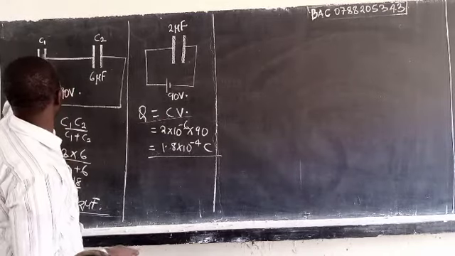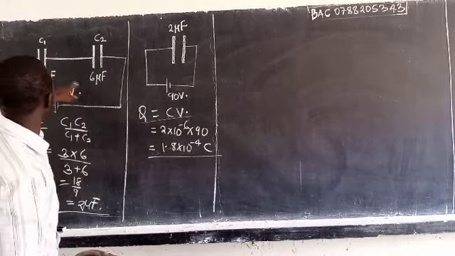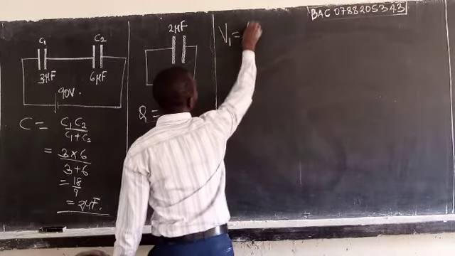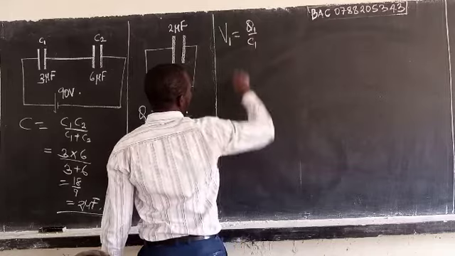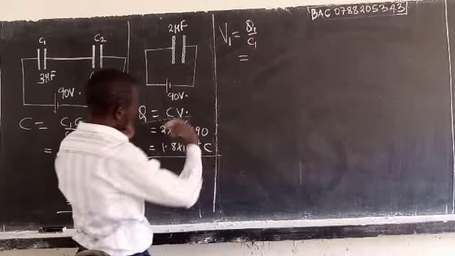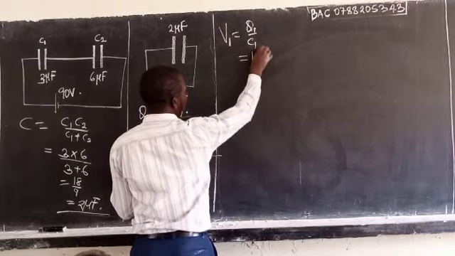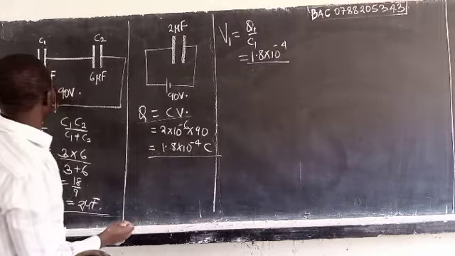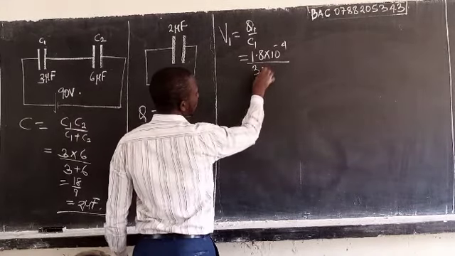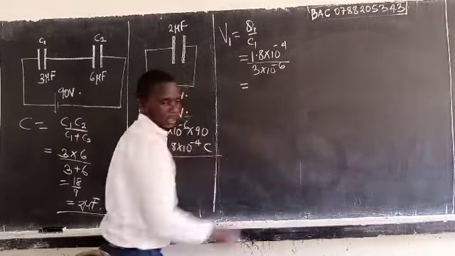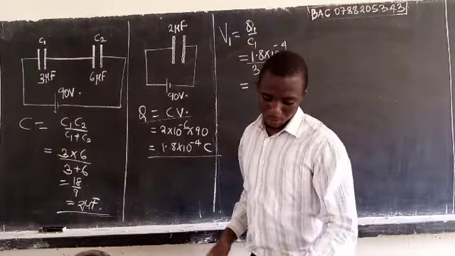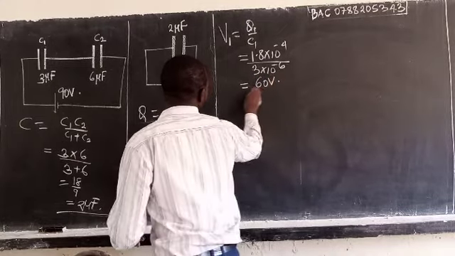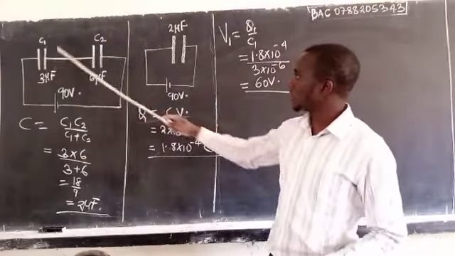So you can say V across this one, if we call it V1, V across C1, will be Q1 out of C1. But Q1 is the same charge as the overall charge, which is 1.8 exponent negative 4 out of C1, 3 exponent negative 6. And when you press on the calculator, it is supposed to give you 60 volts. That is the V across this one.